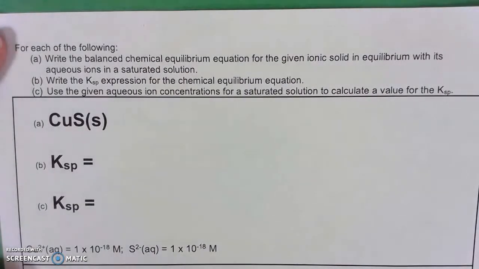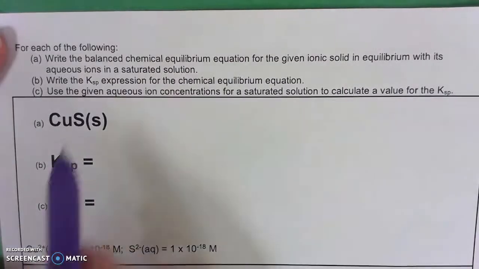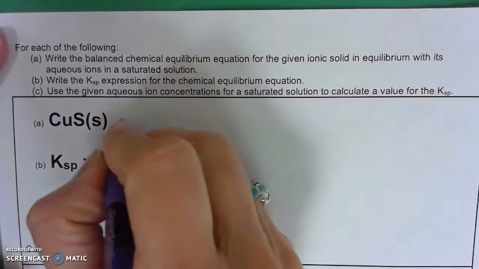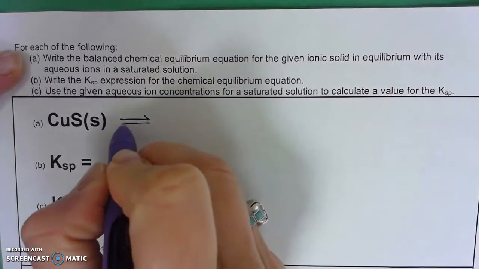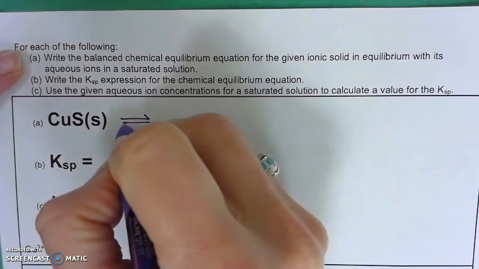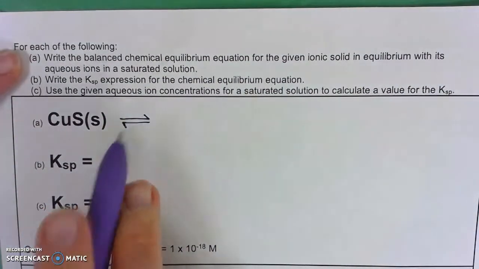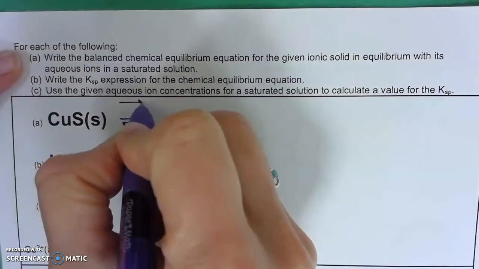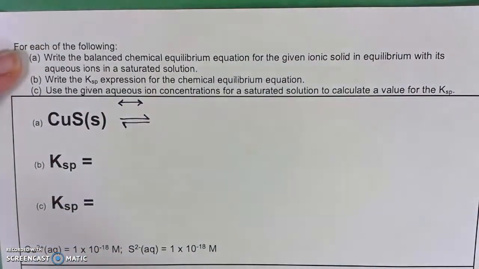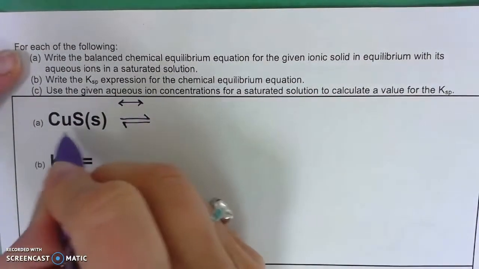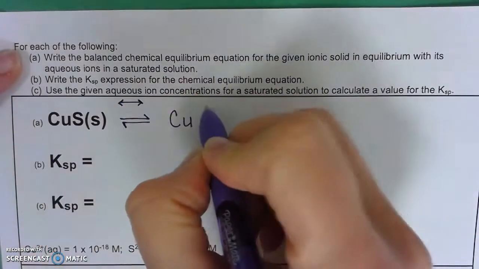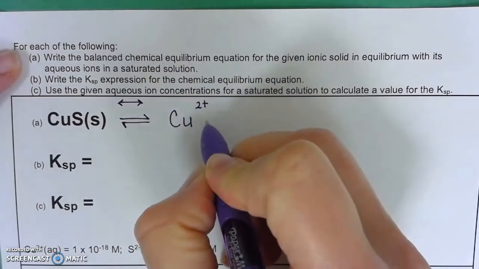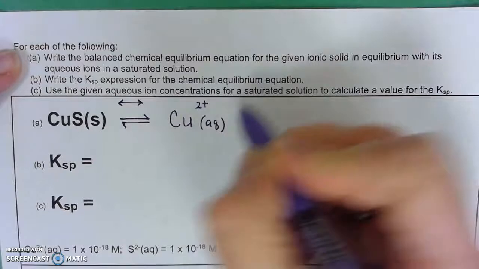So let's take a look at how this would be solved. If we have copper sulfide, a solid, and we're wanting to first write the balanced equation, we'll write the equilibrium yield sign as this, or we can also write it out with arrows in both directions. It's going to dissociate into its ions, which are copper 2+, and that's in aqueous form.